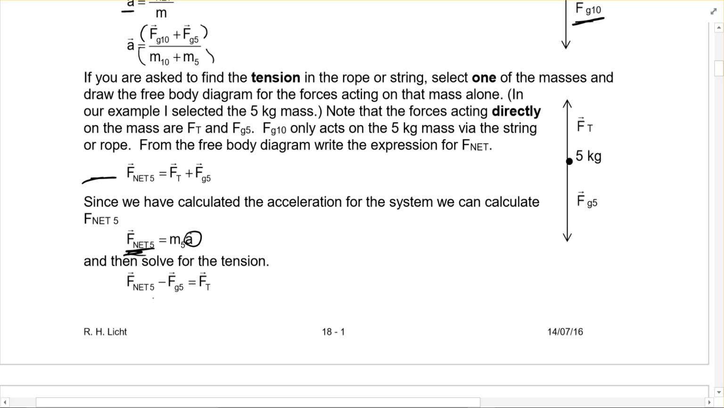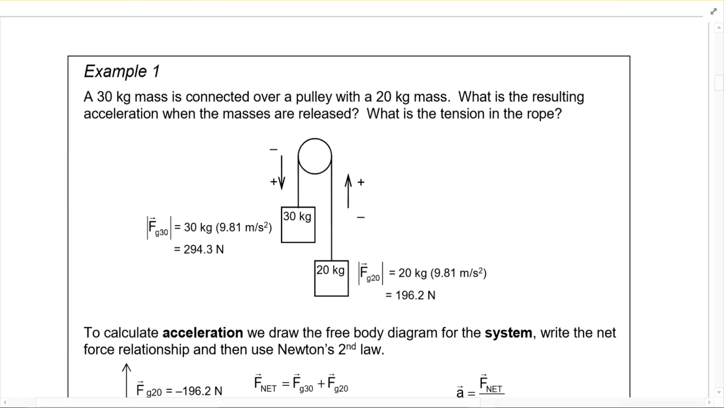So then if you do that, we can just rearrange this for t and solve. So this will make more sense when we start going through some examples.